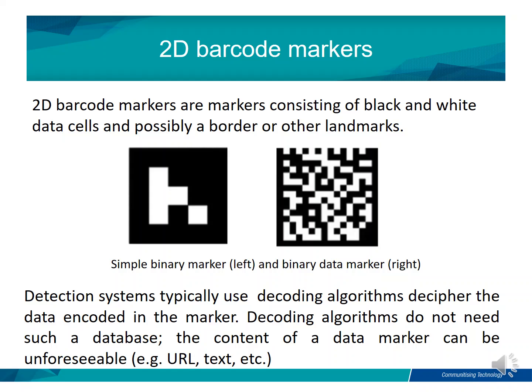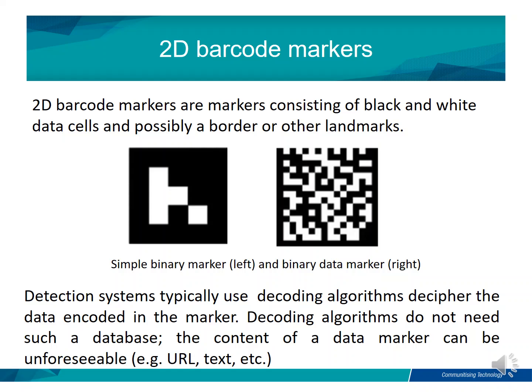If you look at this figure here, there are two samples of the AR marker. On the left-hand side is a simple binary marker, while the second one is an example of a binary data marker. So these two images represent examples of markers that use a 2D barcode.